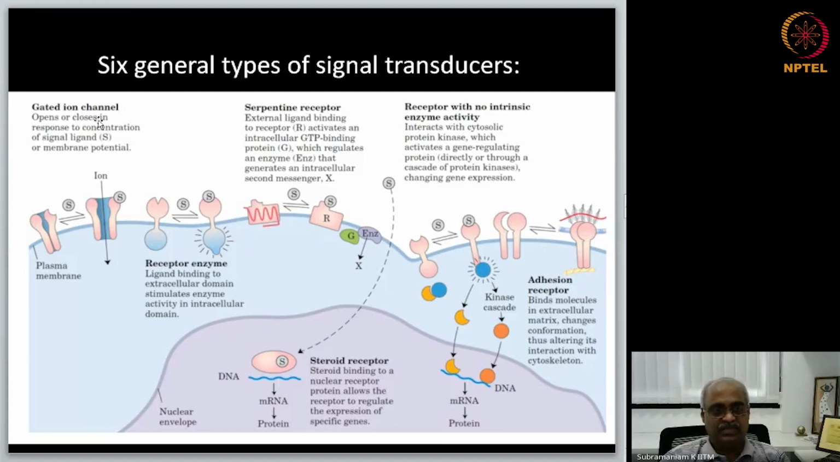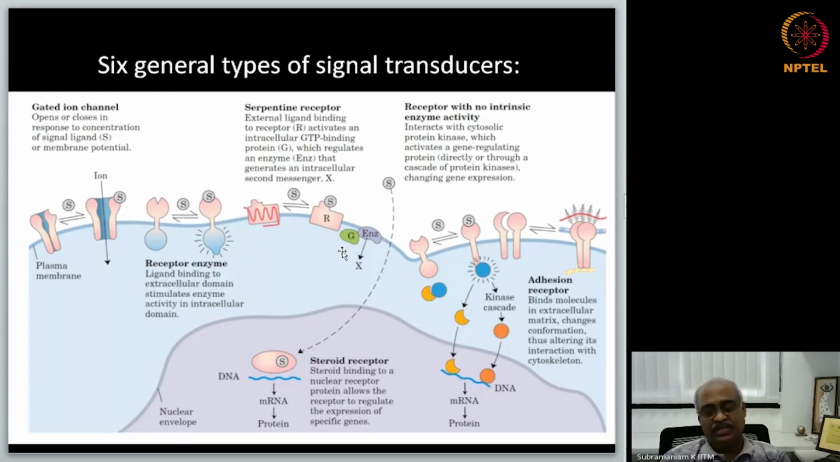There are 6 types. One is the ion channel mechanism, where it is a channel which is normally closed. When the hormone binds, a conformational change in this channel, which is a protein, opens it up and ions can flow through. So this is one mechanism. Another one, substrate binding on the extracellular surface activates an enzyme, part of the same peptide, in the cytoplasm. And that active enzyme does the activity that is required.